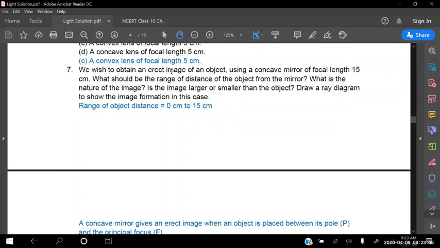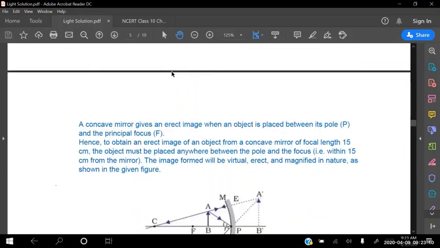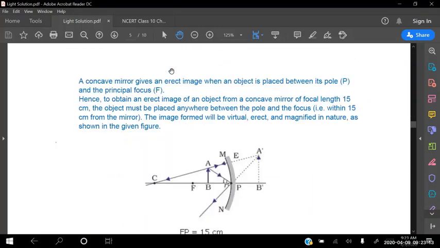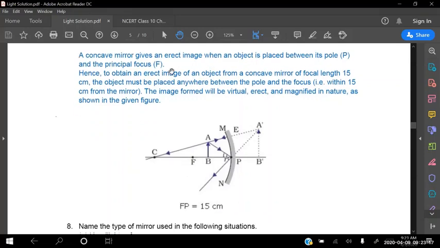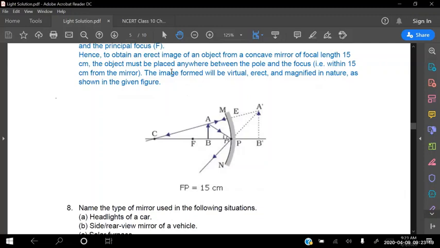Okay, and you have to draw the diagram to show the image formation in this case. If you just see the concave mirror, the erect image is between P and F. That is the first part. And how to show it with the help of a diagram? I think this is the best way we can have. Either of the rules you can use.